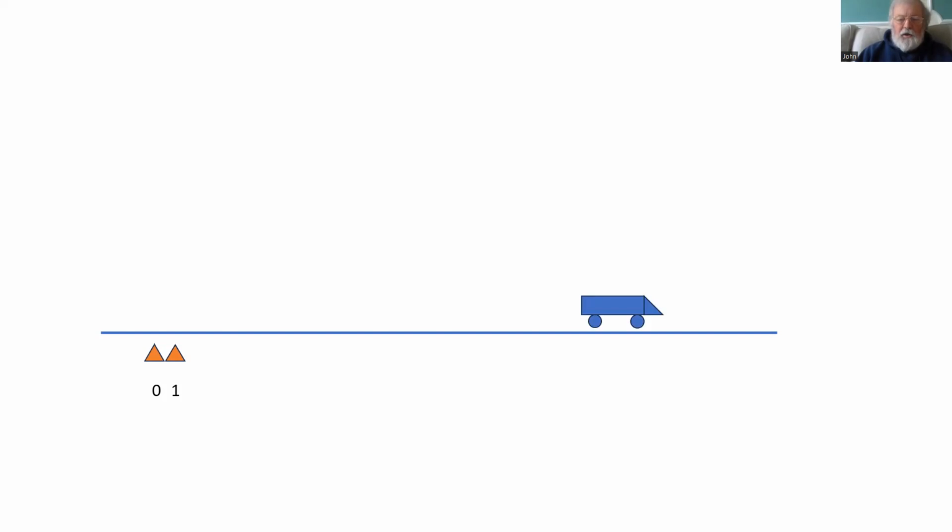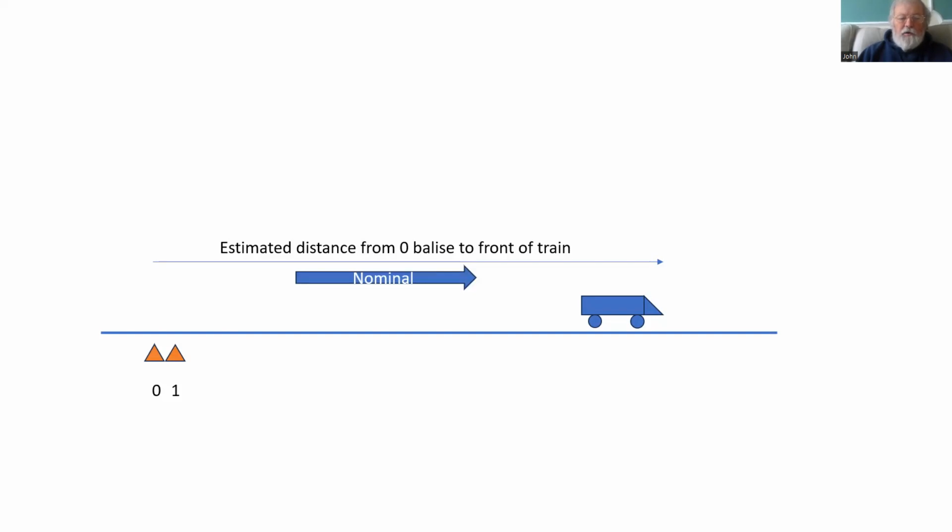So let's imagine we have a train. Our train has passed over the Balise group some time ago and is proceeding towards the right. It will be able to report an estimated distance from that 0 Balise to the front of the train. And it will also report that that distance is in the nominal direction relative to the Balise group, nominal being 0, 1, 2, 3, and the reverse would be 3, 2, 1, 0. So the train is now reporting that it has gone a certain distance in the nominal direction relative to the Balise group, and the RBC can then reconcile that with its map of the railway.